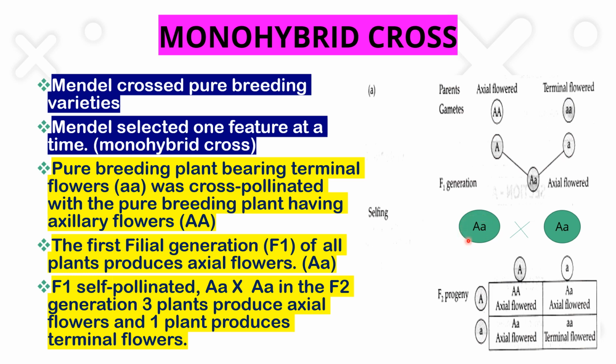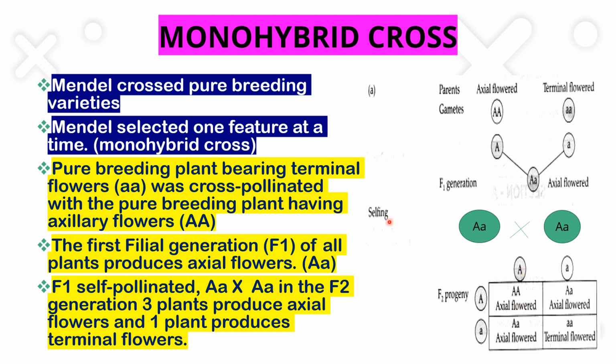Then they are heterozygous, that's why from each parent we will get two types of gametes. Here you can see two different alleles are there in each parent. That's why from this parent we will get capital A and small letter a as gametes. Yes, from this parent we will get capital A and small letter a again.